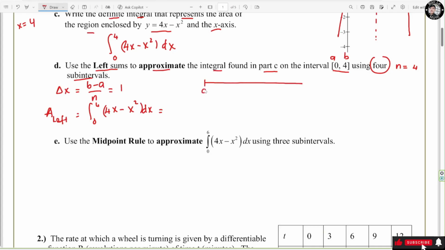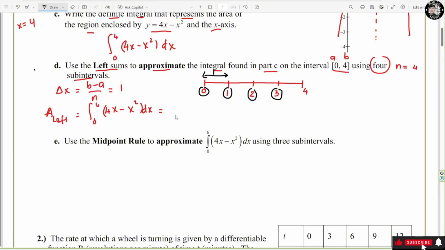Now we're going to sketch the number line. This one is 0, this one is 4, and you have 4 subintervals. So this one is 2, this one is 1, and this one is 3. Now since we're using the left Riemann sum, we're going to use this one, this one, this one, and this one only. And delta x is right here, it's going to be 1.